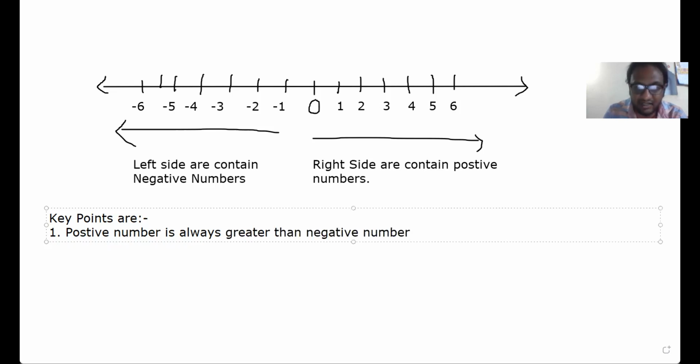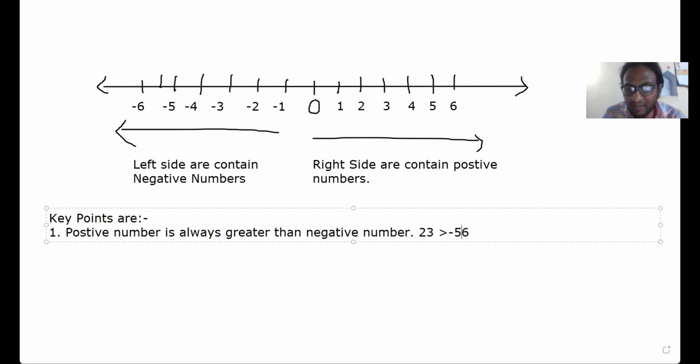It means that suppose the number 23 is given, and one more number is given, minus 56. If I ask which number is greater, you can easily understand that a positive number is always greater than a negative number. So you can easily say that this number, plus 23, is greater than minus 56.